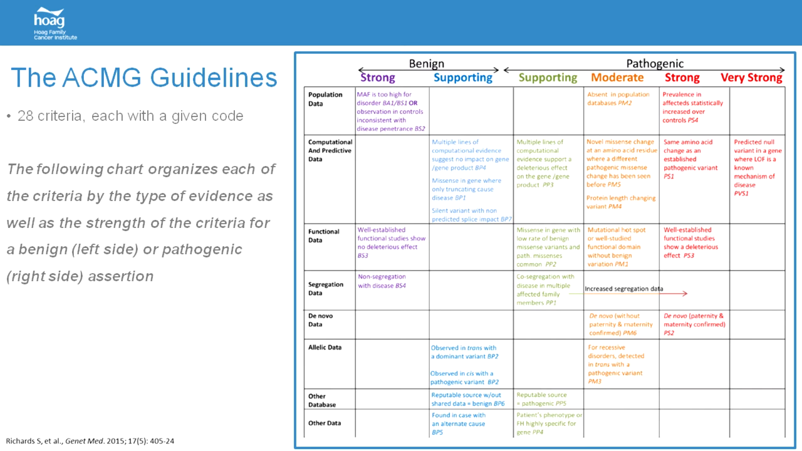But going back to this, when you go to the left, it is again going toward the benign, strong and supporting evidence for the benign variants, whereas when you go to the right is supporting, moderate, strong, and very strong for pathogenicity.